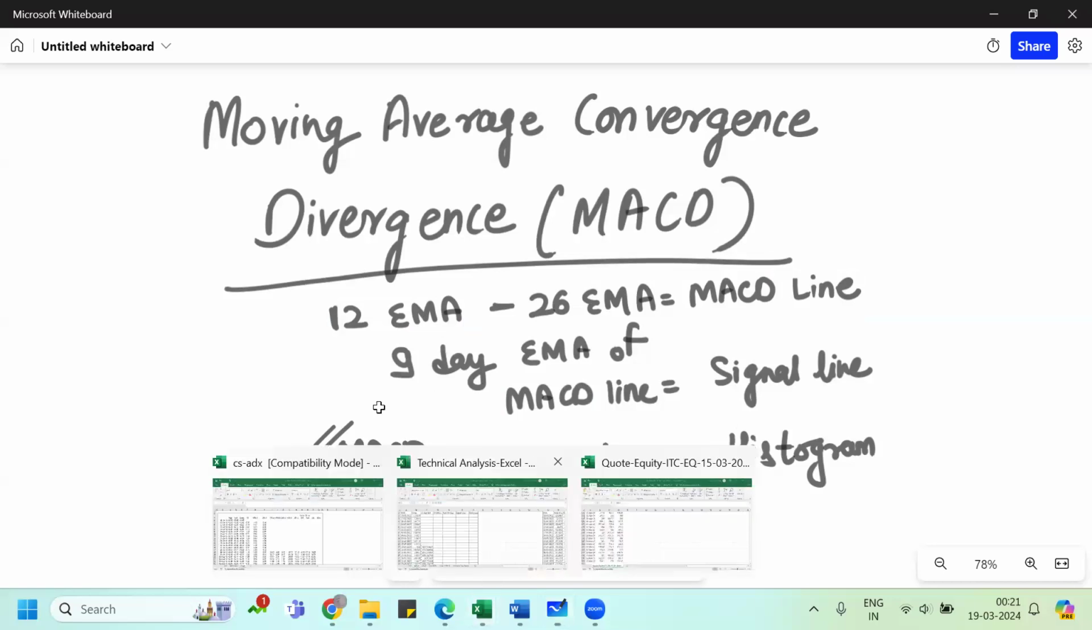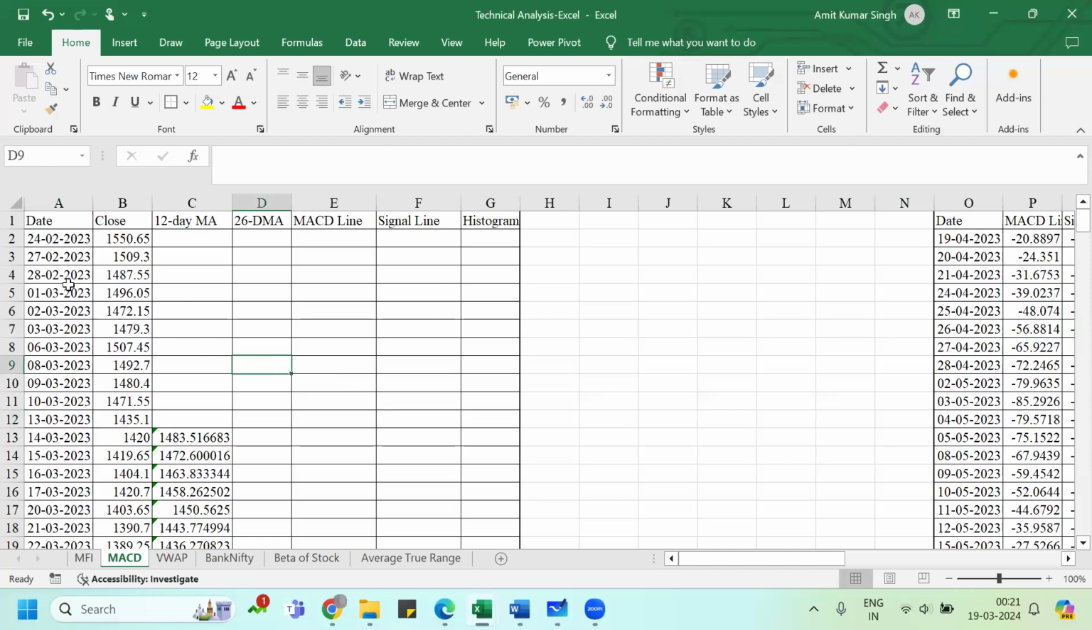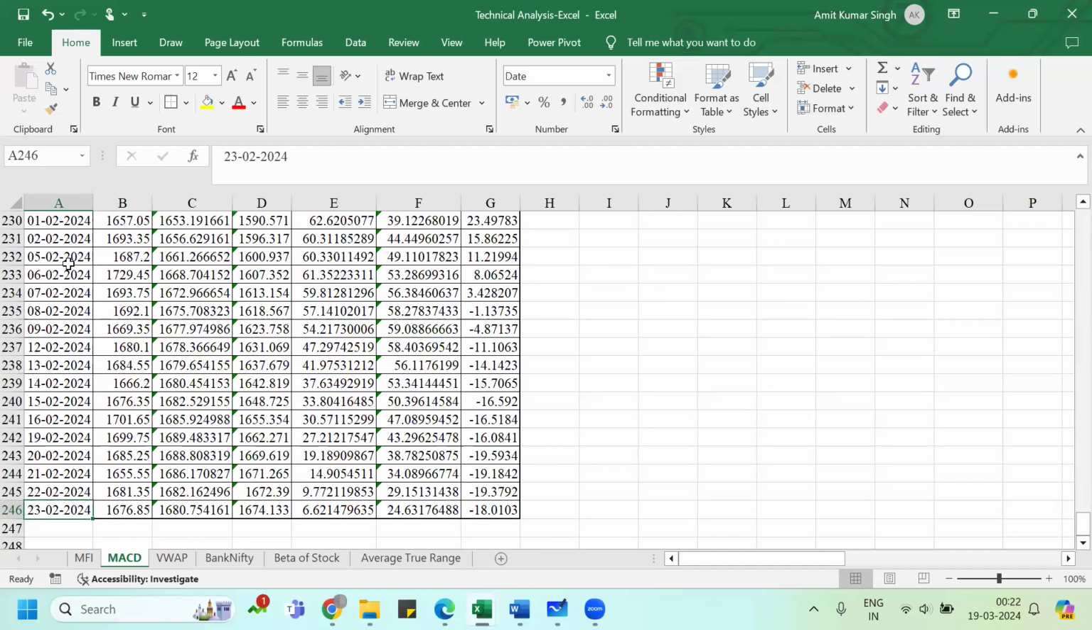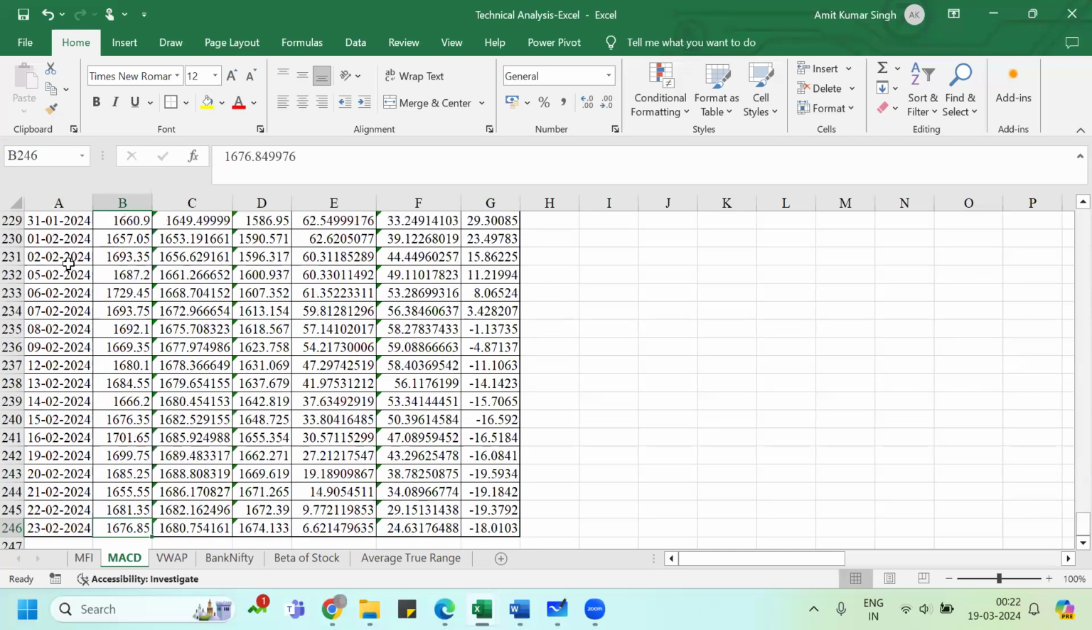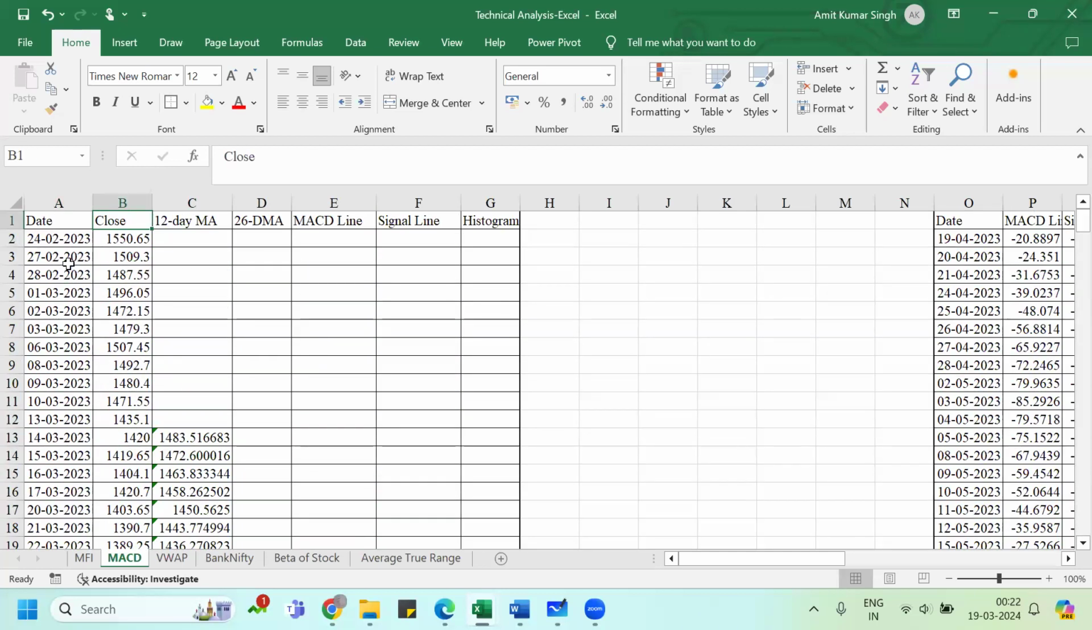Like the same thing in MS Excel, here you can see I have taken the data of one stock for the time period between 24th February 2023 to 23rd February 2024. I have taken the closing price of the stock. Once the closing price is there, I found the 12-day moving average of the same and the 26-day moving average of the same.